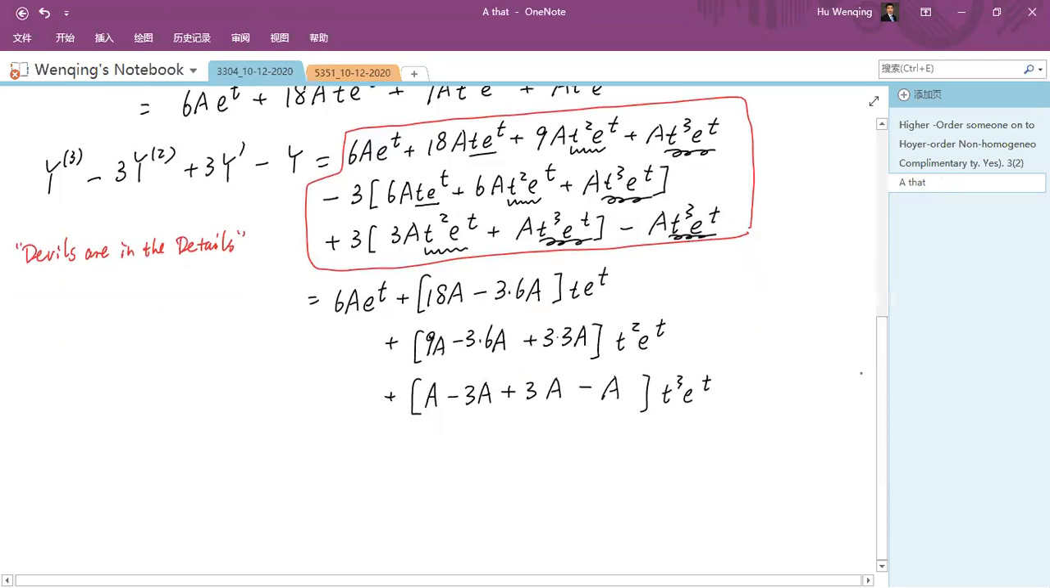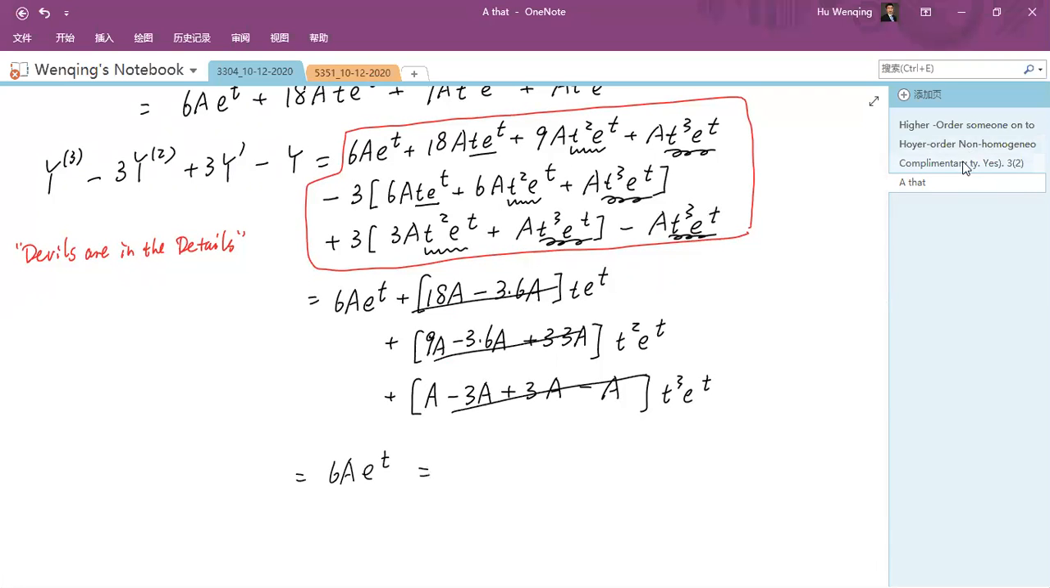And then you do some calculation. You see 3 multiplied by 6 is 18. So you actually have 0 here. And this is 9 plus 9 is 18 minus 18, so there's 0 here. This a minus a, 3a minus 3a, so it's again 0 here. So you have nothing about this. So it's just 6a e^t.